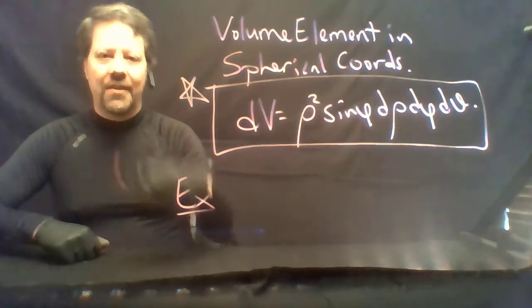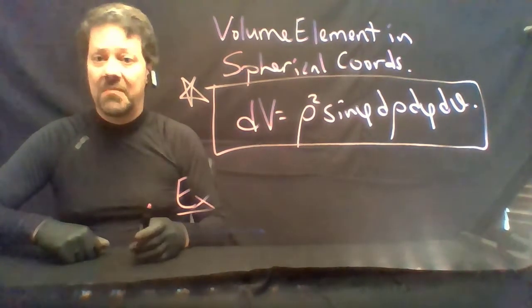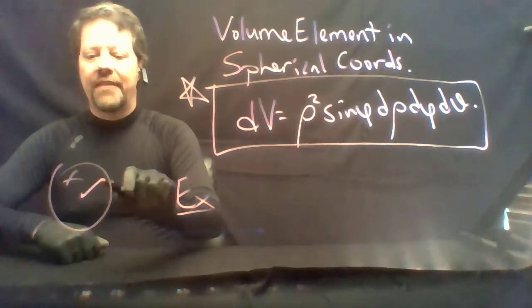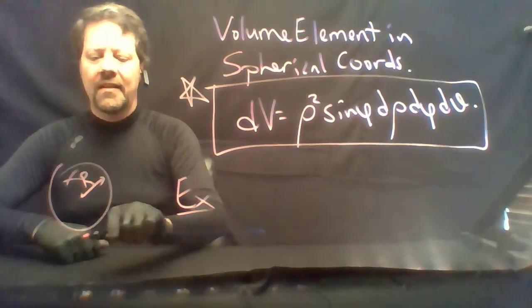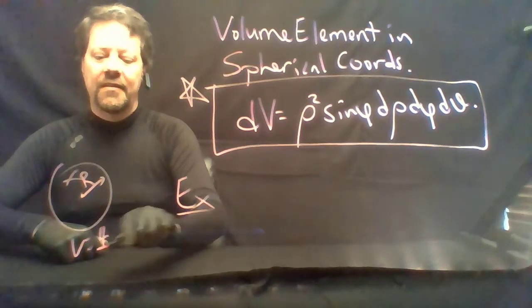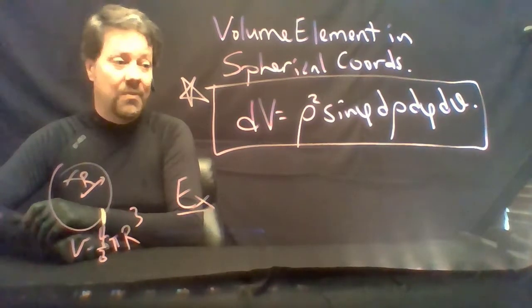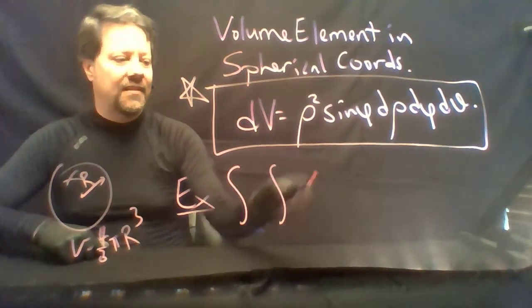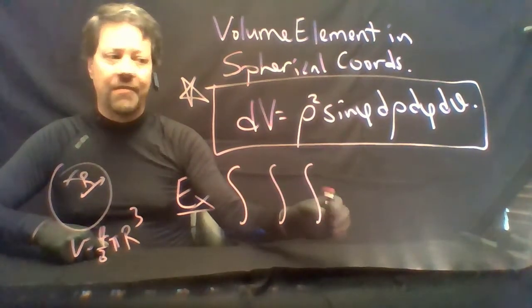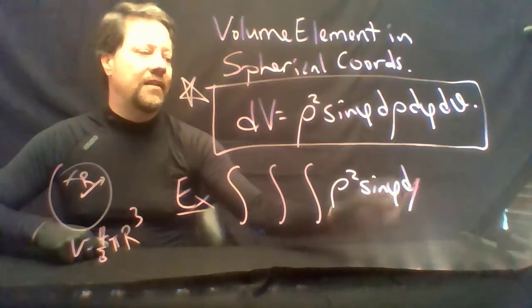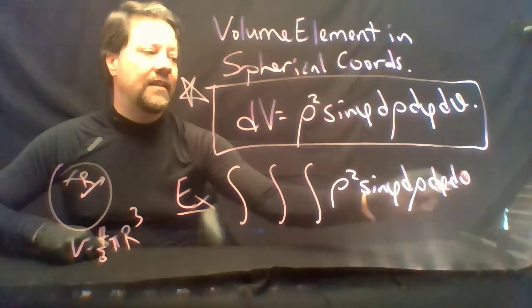Let's calculate the volume of something that you already know the volume formula for. A sphere of radius r. The volume is 4/3 pi r cubed. We should be able to figure this out. We just integrate the volume element, rho squared sine phi d rho d phi d theta.